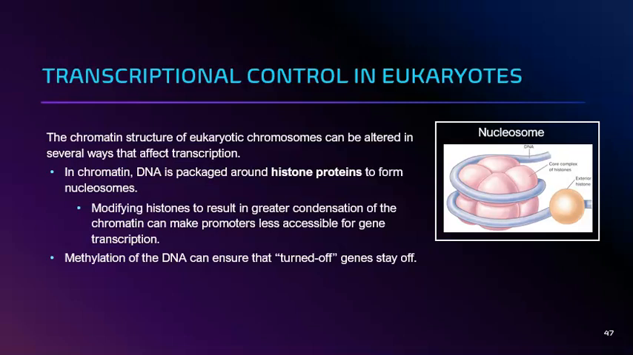So the chromatin structure of eukaryotic chromosomes can be altered in several ways that will affect transcription. In chromatin, DNA is packaged around histone proteins to form nucleosomes. And modifying histones to result in greater condensation of the chromatin can actually make the promoters less accessible for gene transcription because now everything is wound so tight that you can't even get in to transcribe. Also, methylation of the DNA can ensure that turned off genes will stay off because they no longer have the binding capacity.